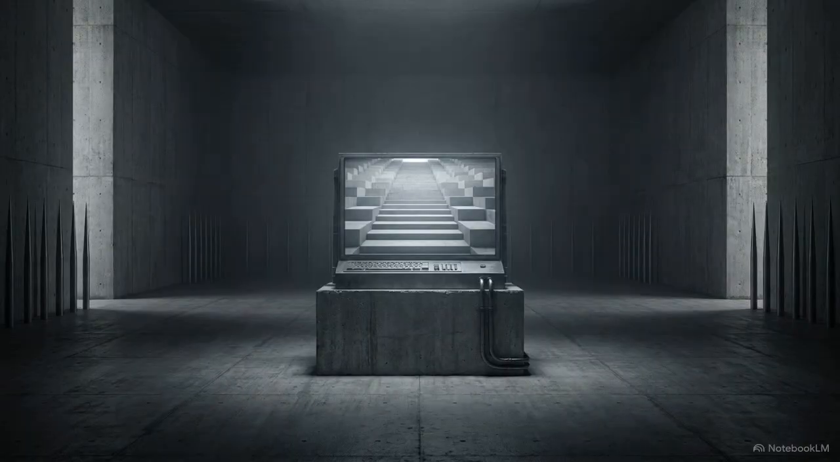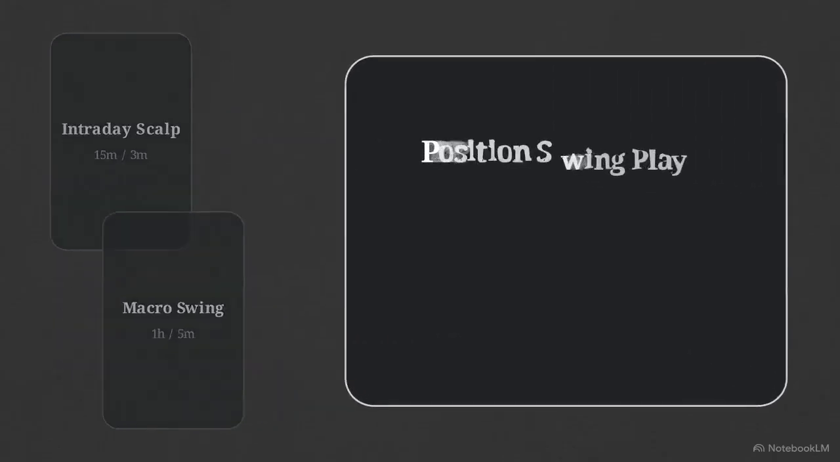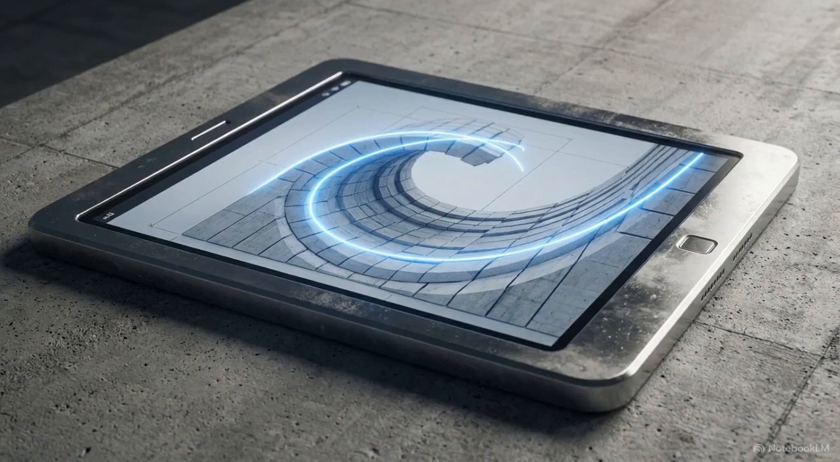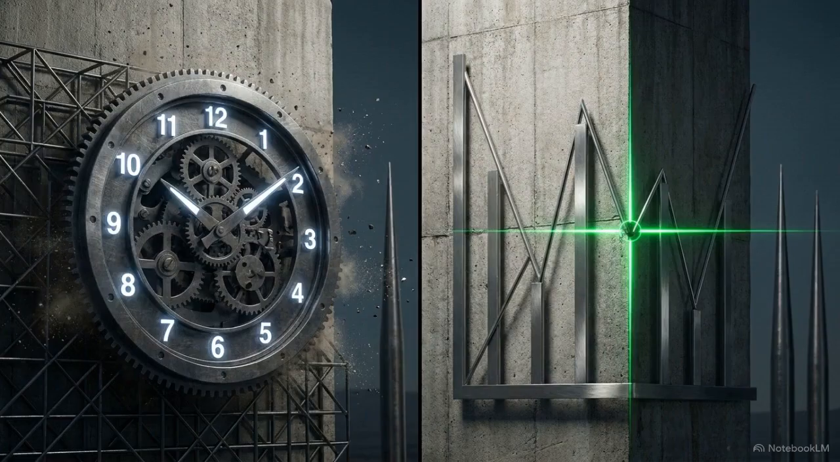This captures shifts in the daily structure, with trades held for an entire session or a full day. Finally, the position swing play uses a 4-hour anchor and a 15-minute execution chart. This model tracks multi-day or weekly moves in the market structure. Matching the correct timeframes sets the mathematical limits for how long a trade should be held and what the expected profit targets should be.